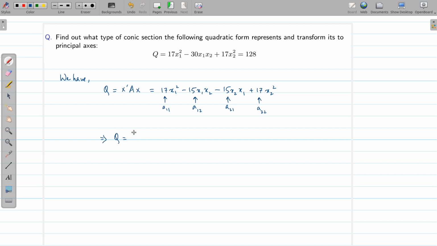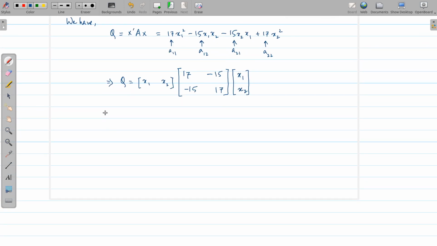So we have Q equal to X transpose, which is x1 x2, a row vector, then A, whose coefficients we have already identified. A11 is 17, A12 is minus 30 divided by 2, which is minus 15, then again minus 15 here and 17 over here, and then we have X, which is simply x1 x2. So this gives us the matrix we're looking for, this matrix A. It is simply 17, minus 15, minus 15, and 17.